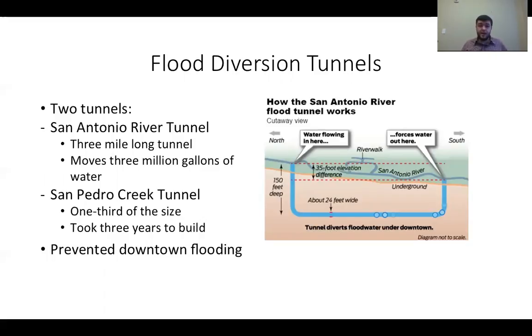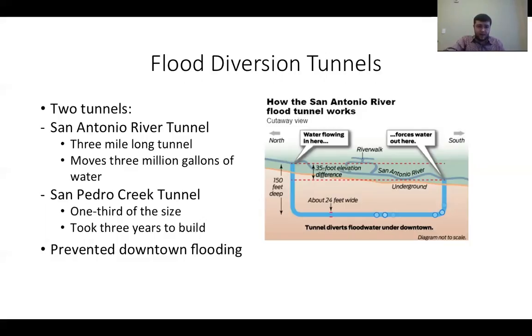There are two tunnels, the San Antonio River Tunnel and the San Padre Creek Tunnel. The San Antonio River Tunnel was the larger of the two. It took 3 years to construct. They both are 150 feet below downtown, so they prevent downtown flooding as well as prevent Riverwalk flooding, getting help from the dams and the floodgates as well.